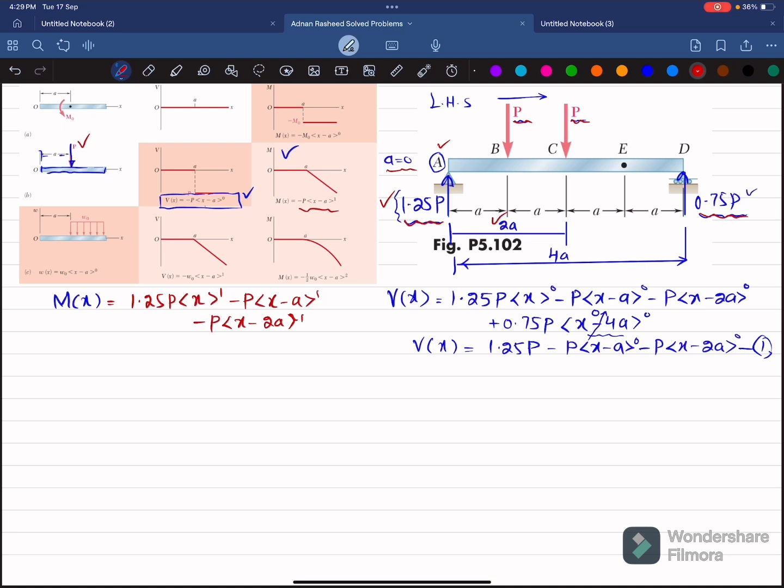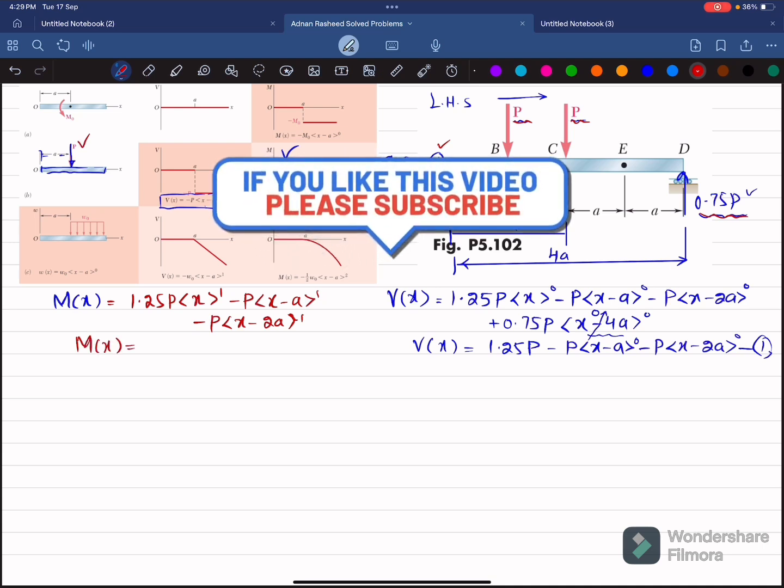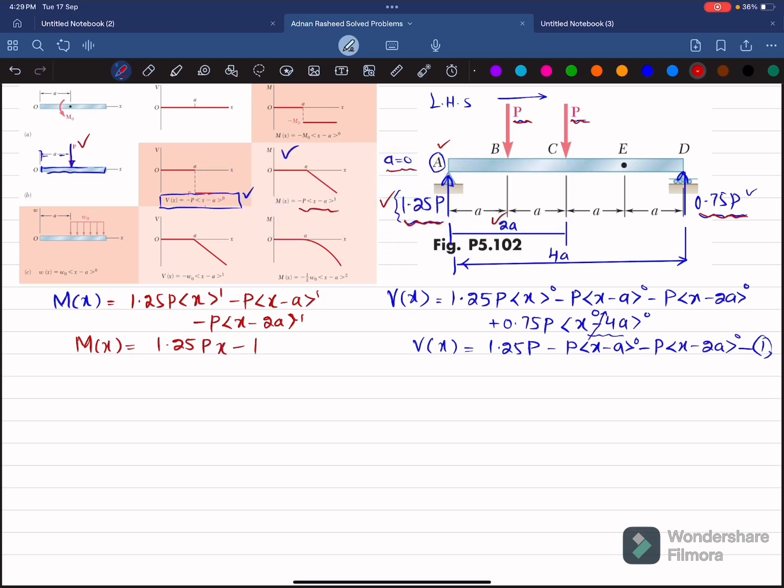So what we do is that we will write m of x is 1.25 times P into x minus P into x minus a power 1 minus P into x minus 2a power 1. And this is equation number 2, which is the bending moment equation. So in first part we have found out the shear force as well as the bending moment equation.